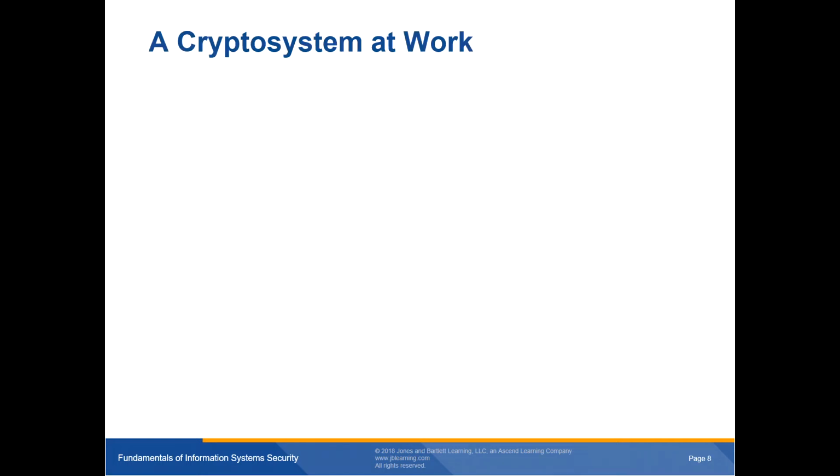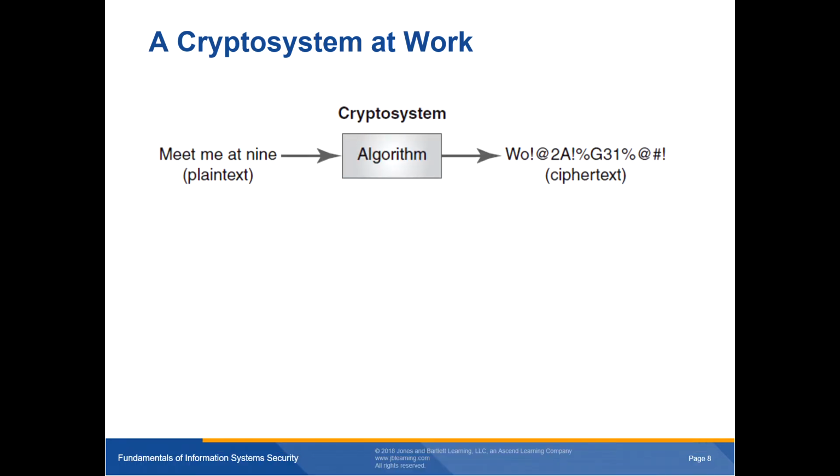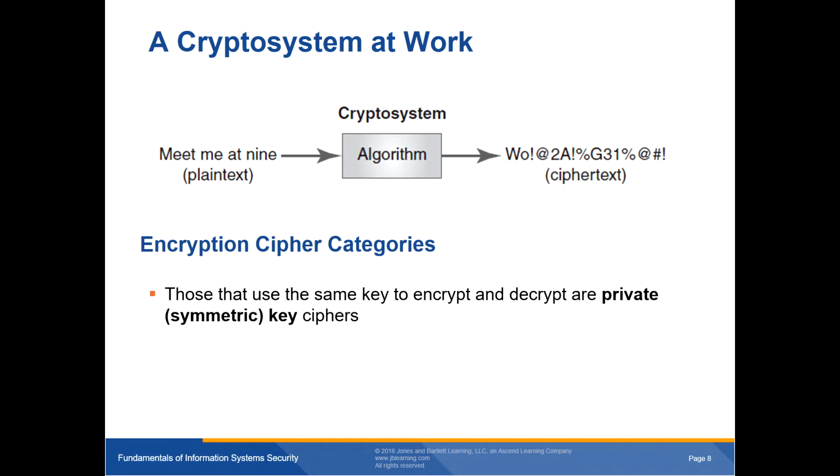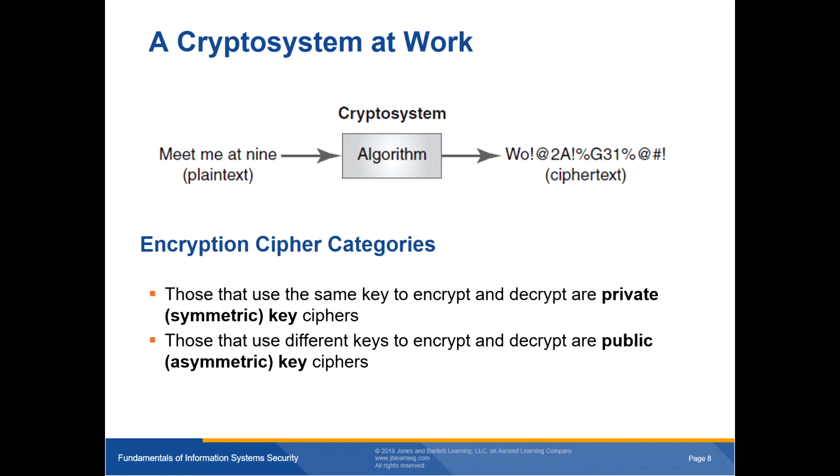So let's talk about a crypto system at work. Here we see somebody sends a message, "meet me at 9," which is plain text, through the crypto system, the algorithm, and it comes out as some kind of gobbledygook gibberish, which is the ciphertext. Let's talk about encryption cipher categories. Those that use the same key to encrypt and decrypt are private or symmetric key ciphers. Those that use different keys to encrypt and decrypt are public or asymmetric key ciphers.